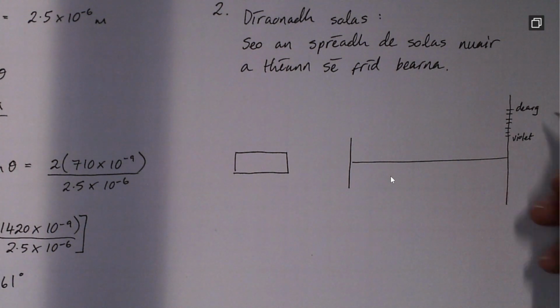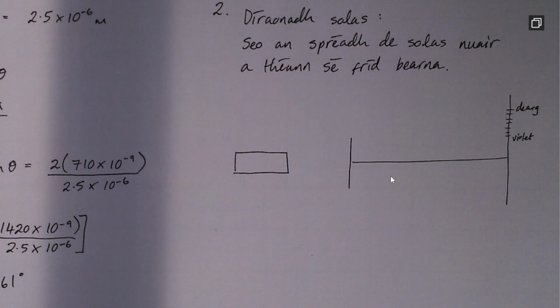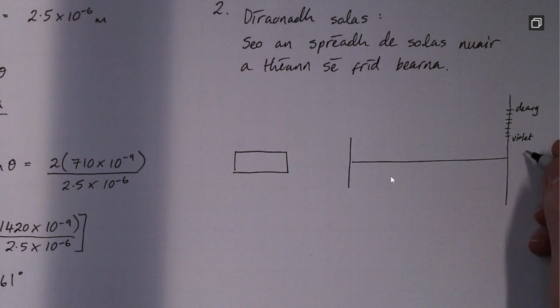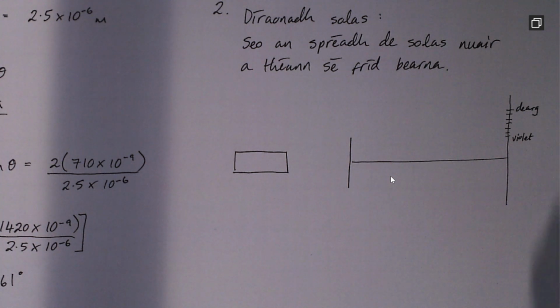furthest away. Now, moving to the prism, it's the complete opposite. Red has the smaller angle and violet is bent the most. Now, violet is 4 by 10 to the power of minus 7 meters. And red is 8 by 10 to the power of minus 7 meters.